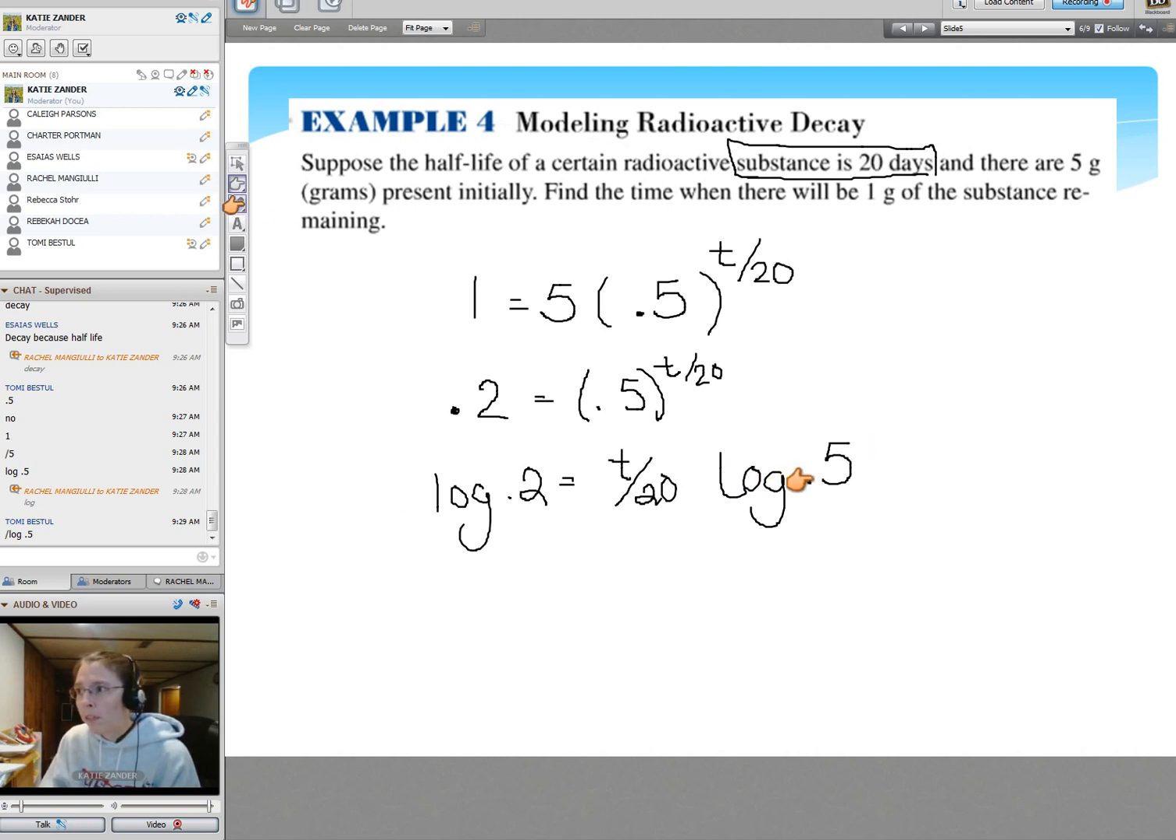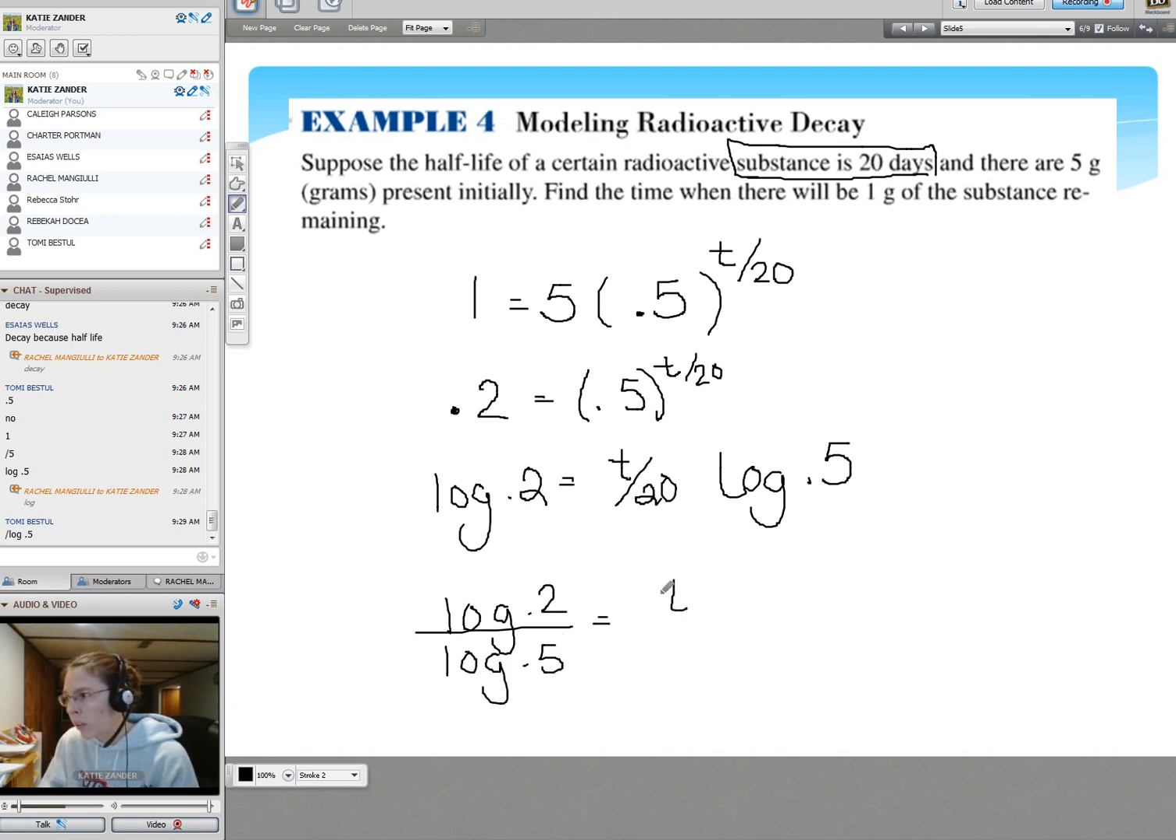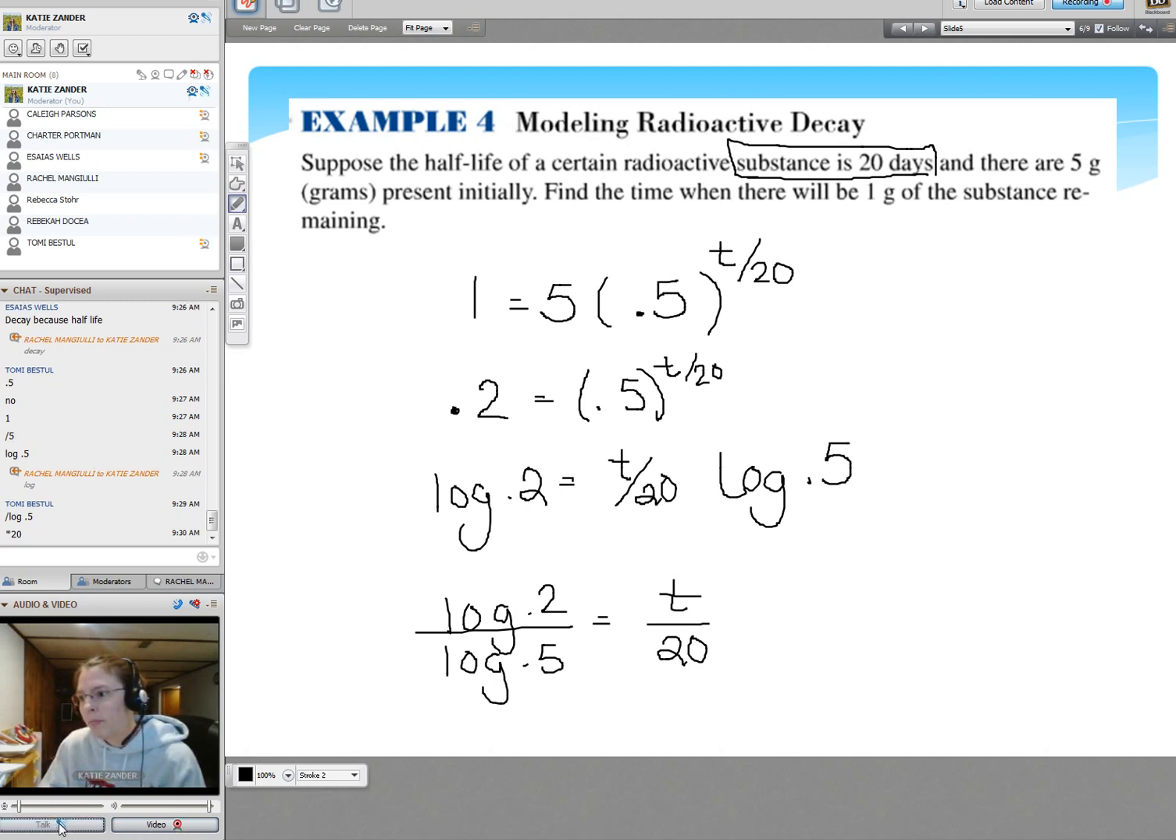Divide by log of 0.5. Yep. Log of 0.2 divided by log of 0.5 equals t over 20. We still have one last step. What are we going to do to get t by itself? Multiply by the 20. Yep, because if you're dividing by 20, you're going to multiply by that.